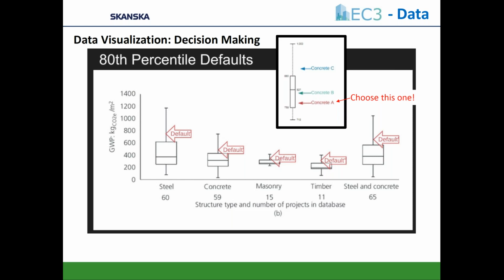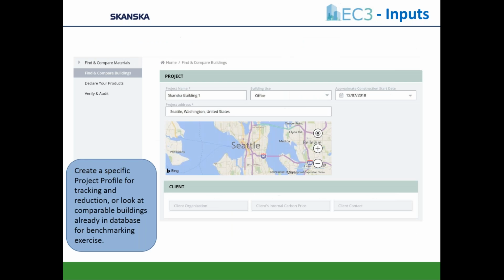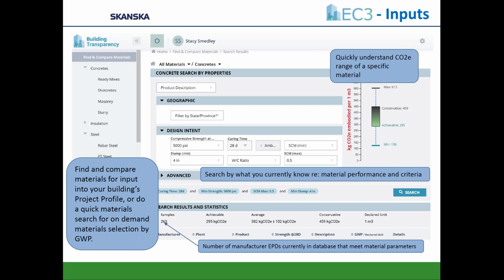If you go to the next slide, I'm just going to walk through quickly where the tool is currently. It starts with the building planner page where you can actually start a project in the system and put in any information about the project that you wish to disclose. Next slide. You can also look, find and compare materials. This is just an example of the concrete category where you can filter by state or province to get just your local suppliers if you wish.